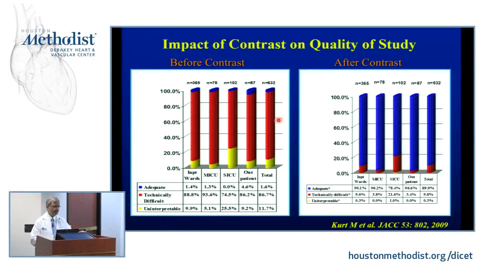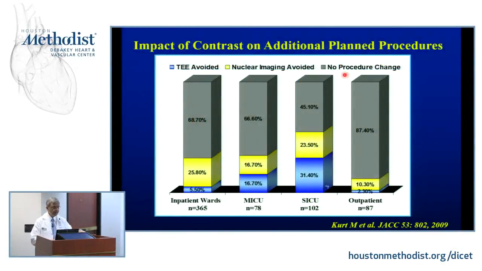So these are by definition technically difficult studies, so they were either uninterpretable, the 20% uninterpretable were in the SICU. The others are pretty much technically very difficult studies. They became adequate, the vast majority. However, in the SICU, we still had some technically difficult studies, and it actually mirrors what we see every day. I mean, yes, you'll convert the vast majority, but not all of them. Impact on additional planned procedure. TEE avoided. Also, the majority of impact is in the instrumented patients. SICU predominantly, then MICU. This is inpatient wards, this is outpatient. So the least impact is in the outpatient.